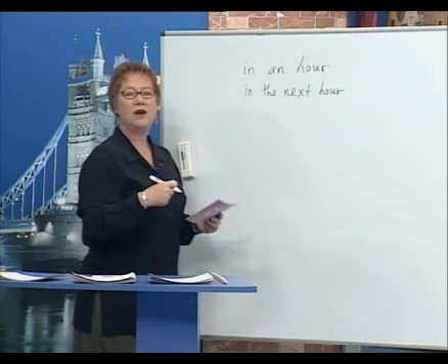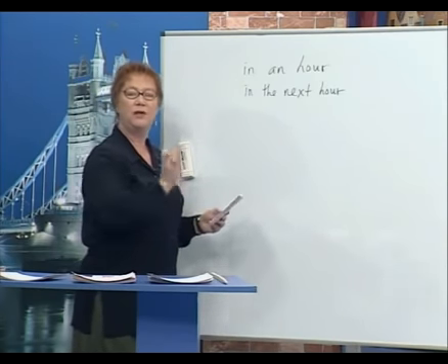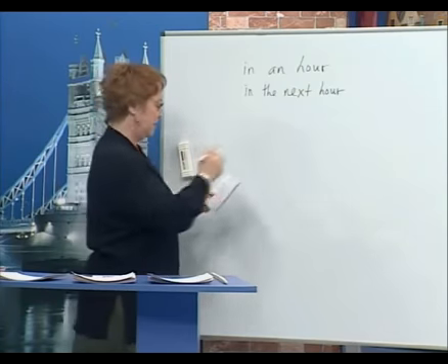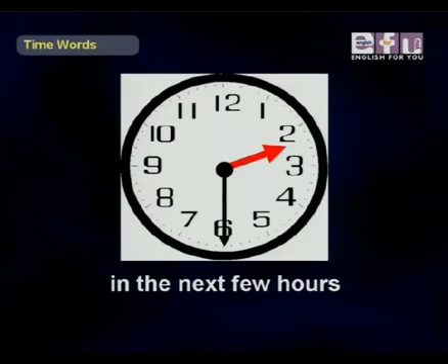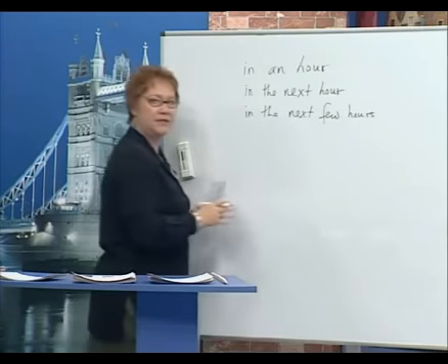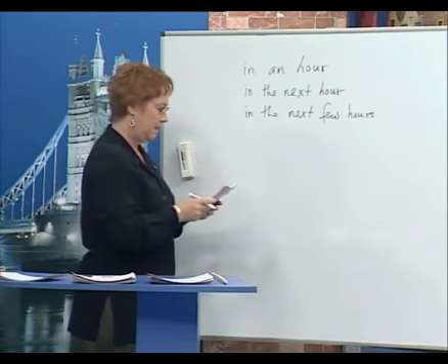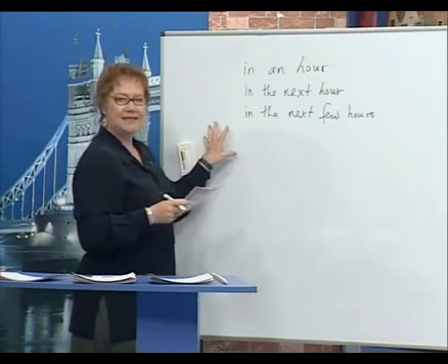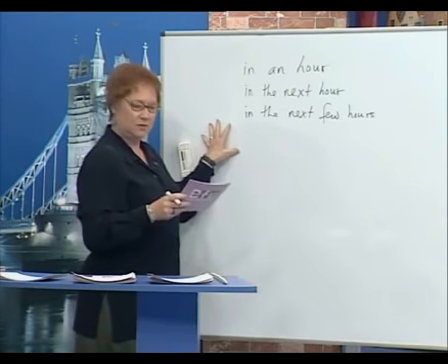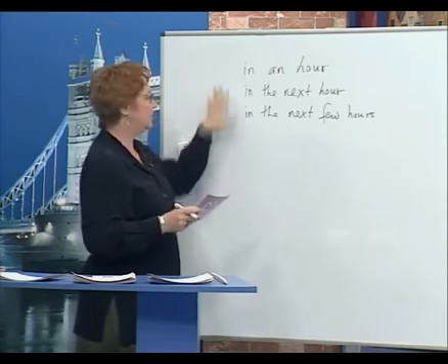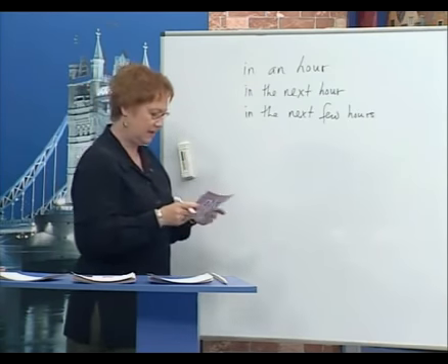Now, if I want to talk about something that's happening between noon and 3 o'clock or even 5 o'clock, I can say in the next few hours. Okay? This would be between noon and 3 or 5 o'clock. The time is indefinite. It's not sure. So there's no exact time for the future. It's a little bit vague.